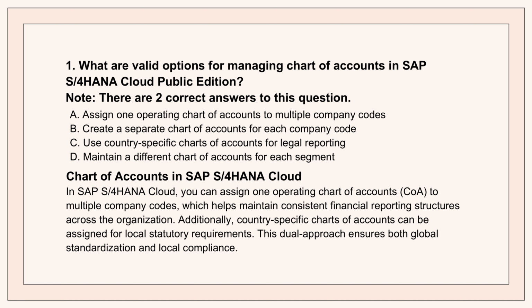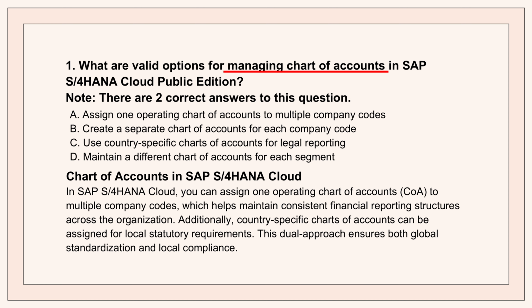First question. It's about managing the chart of accounts in SAP S/4HANA Cloud Public Edition. And heads up, there are two correct answers. The options are assigning one operating chart to multiple company codes, creating a separate chart for each company code, using country-specific charts for legal reporting, and maintaining a different chart for each segment. What jumps out at you first?